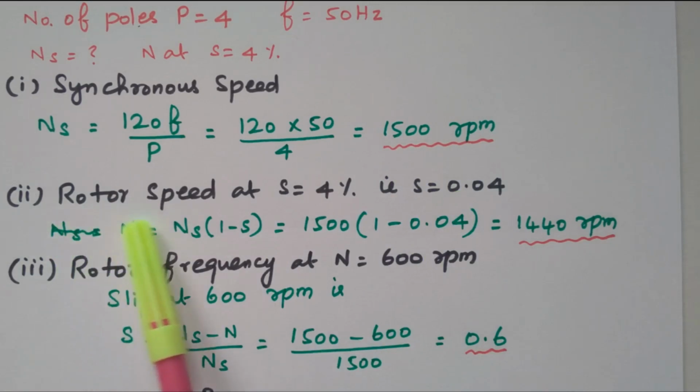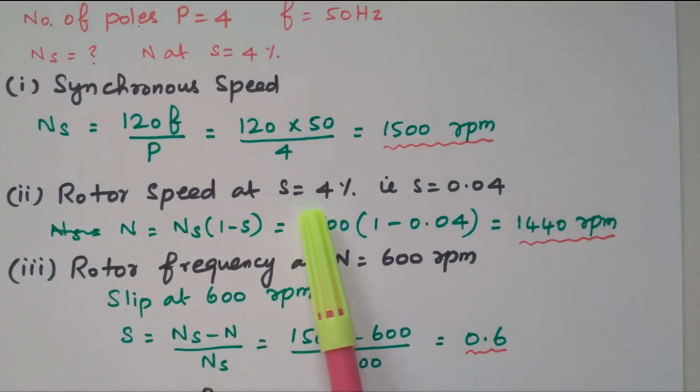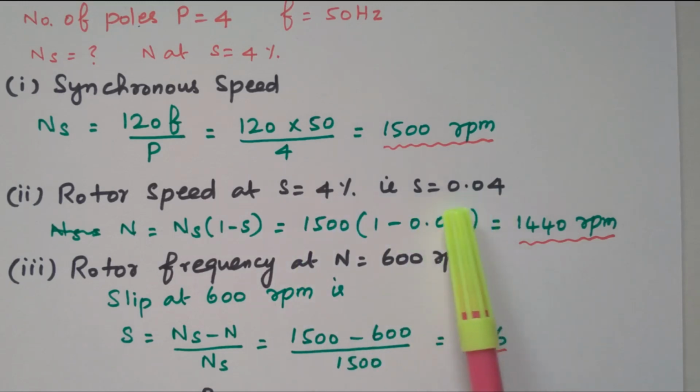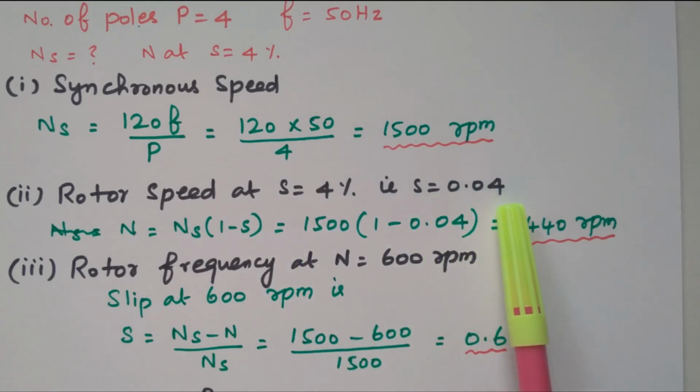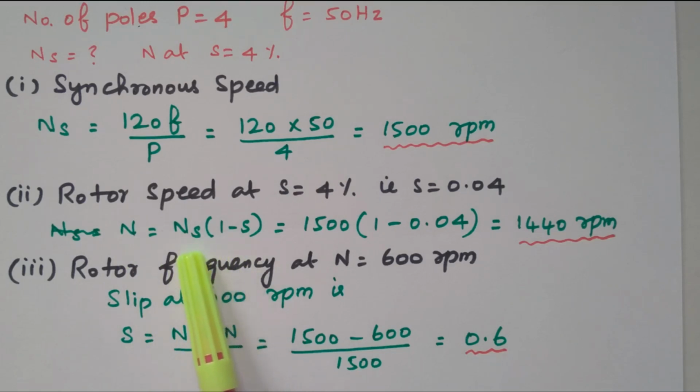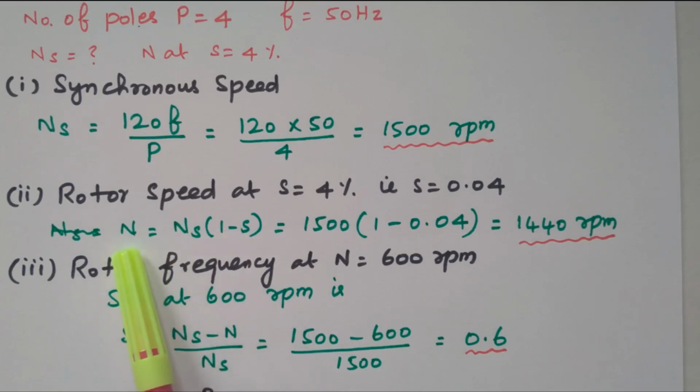Next we will find the rotor speed at 4% of slip. 4% of slip means 0.04. Slip value is 0.04. So the rotor speed can be calculated from this formula, n equal to ns into 1 minus s. This formula relates the synchronous speed and slip. From synchronous speed and slip we can find the rotor speed. So these two data are available, and by using the formula we can find the rotor speed.